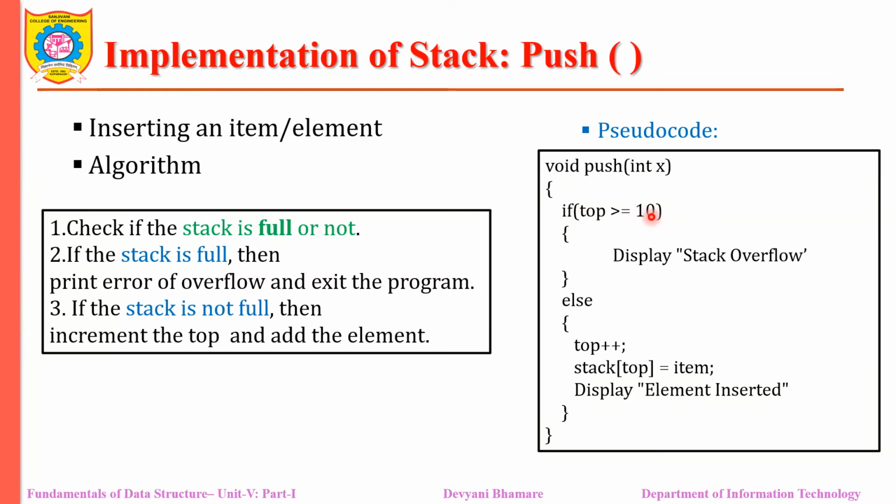So here, the maximum number of elements in my stack is 10. If we say that an array is there, the array index always starts with 0, so the array elements always go from 0 to 9. If I'm saying that my stack can store only 10 elements, then if my stack top is greater than or equal to 10, we need to display that the stack is overflow, meaning we cannot push the element onto the stack. Otherwise, what we need to do is increase the top, and then wherever the top is pointing, that item will be inserted. That item is nothing but the one which is given to this X.